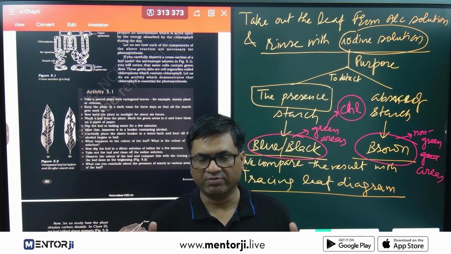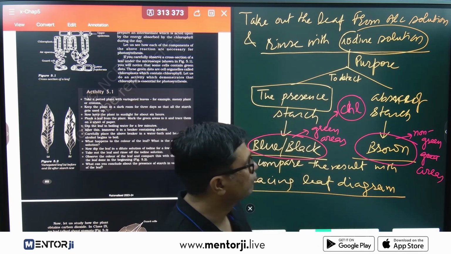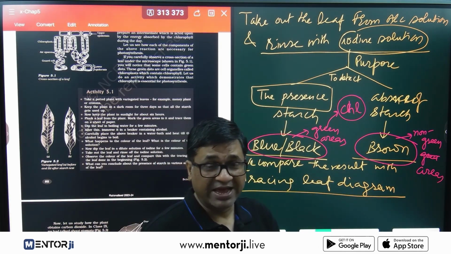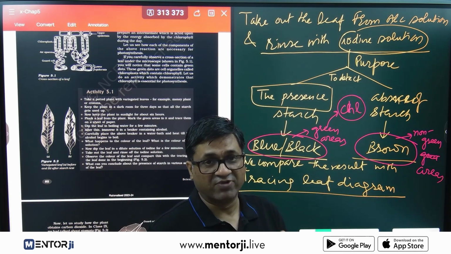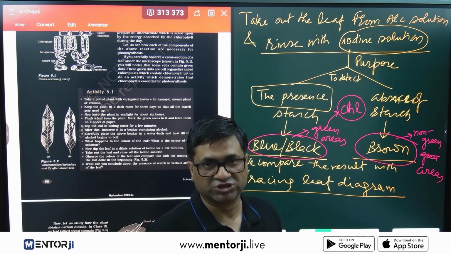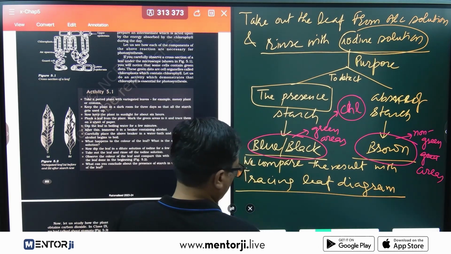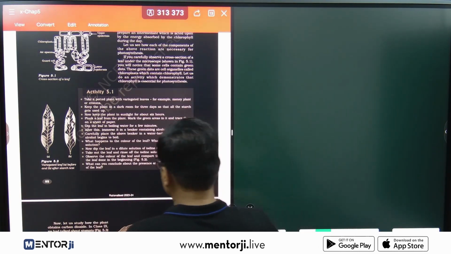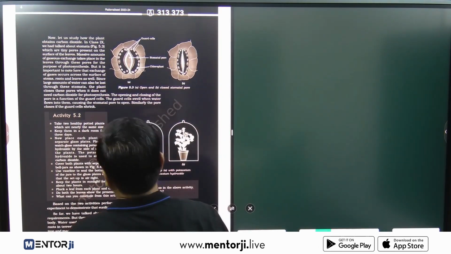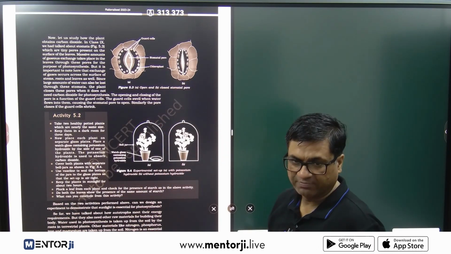I think you have understood this activity very well. Let's move to the next section. We have discussed this activity along with the questions, and that is a very important source for case study based questions. So you must go through this activity very carefully. Next, you can see on the next page the diagram of stomata.